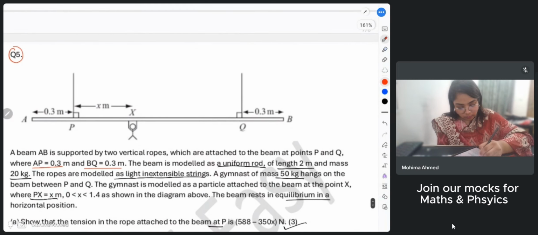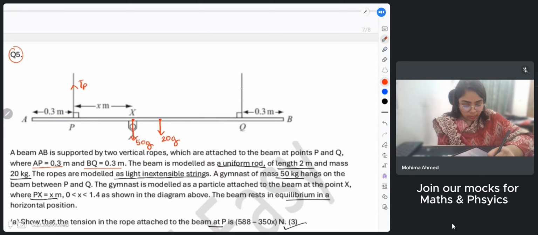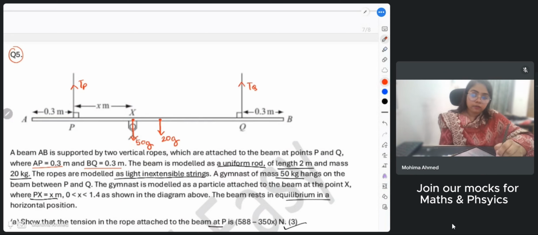In the downward direction, we have 50g for the gymnast. Exactly from the center, we have 20g. In the upward direction, we have TP, the tension at point P, and on this side we have TQ, the tension at point Q. Other than that, there are no forces acting on this beam.